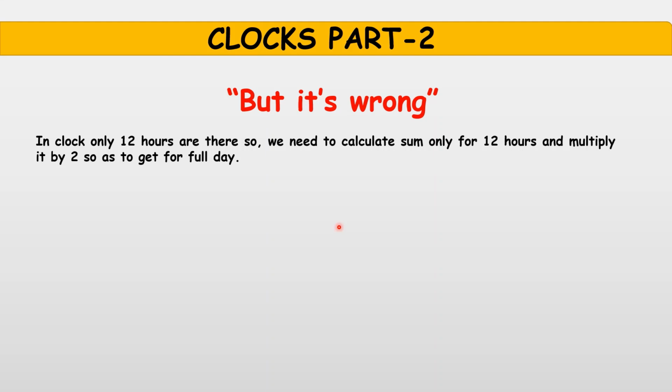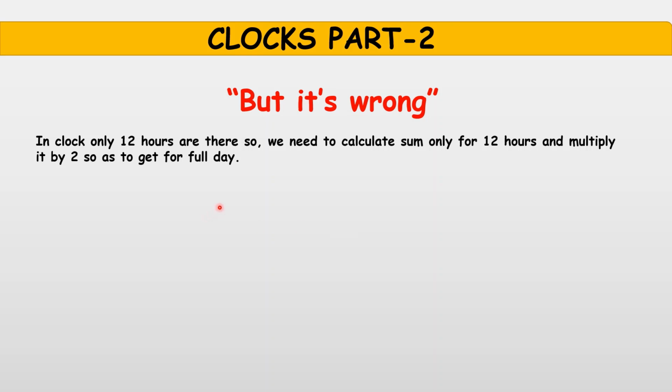So we need to calculate that sum only for 12 hours, and multiply it by 2 to get the full day. In a clock you have only 12 hours, so the strikings are only for 12 hours. After 12 hours it starts again at 1, and it strikes only one time, not 13 times. So we do it for 12 and multiply by 2 to get the correct strikes in a full day.